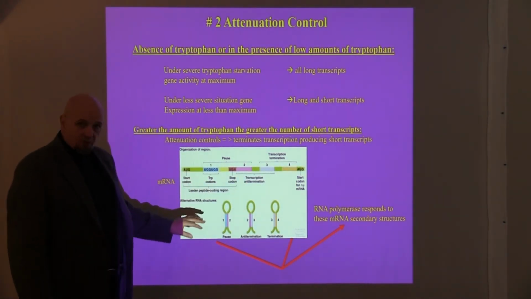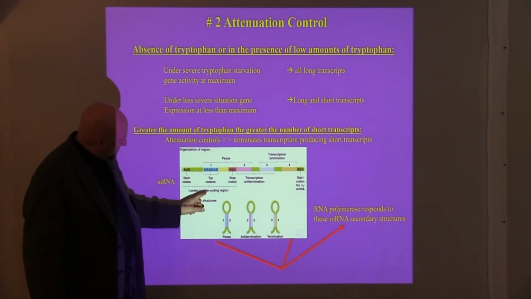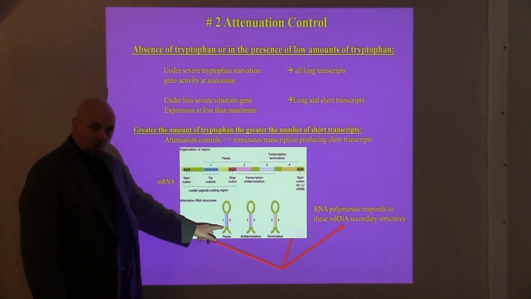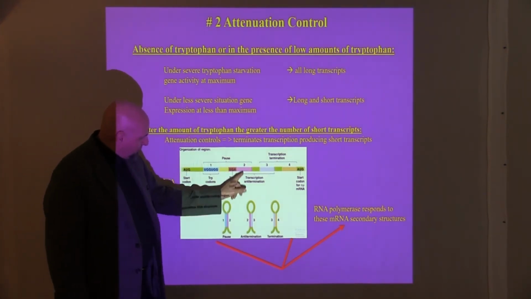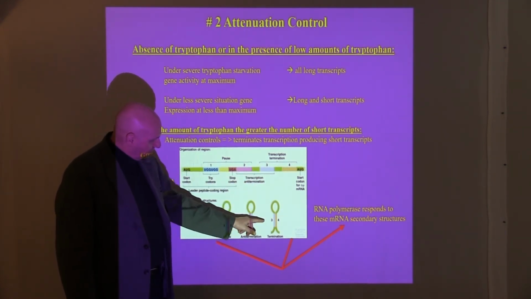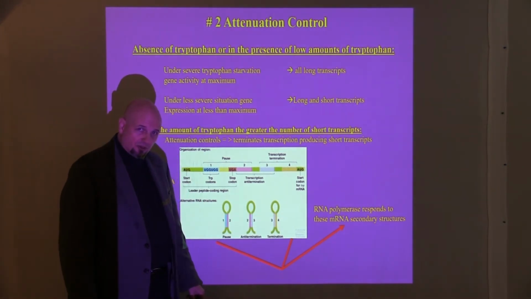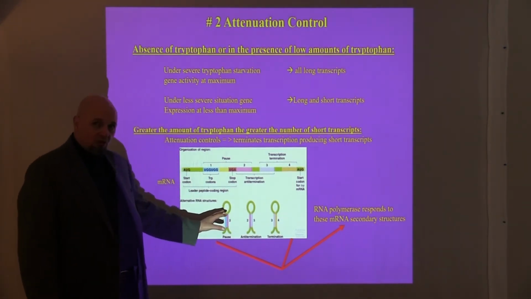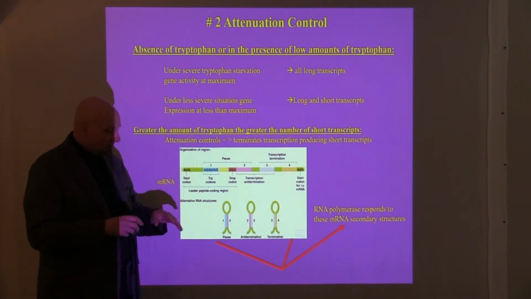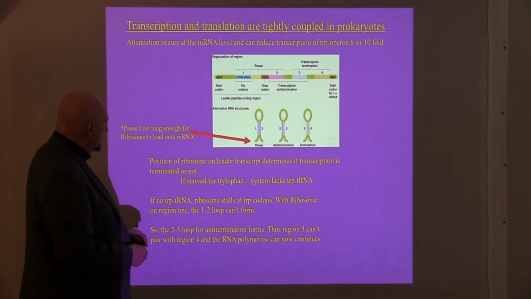When this transcript comes off, it can sometimes form into a hairpin loop. For example, region number 1 and region number 2 can form hydrogen bonds with each other. Region number 2 and region number 3 can also form hydrogen bonds, and region number 3 and region number 4 can also form hydrogen bonds with each other. So you can have some of this three-dimensional shape created in there. If there is no ribosome attached to it, these things can form. The question is, which one forms? Well, let's talk about that.